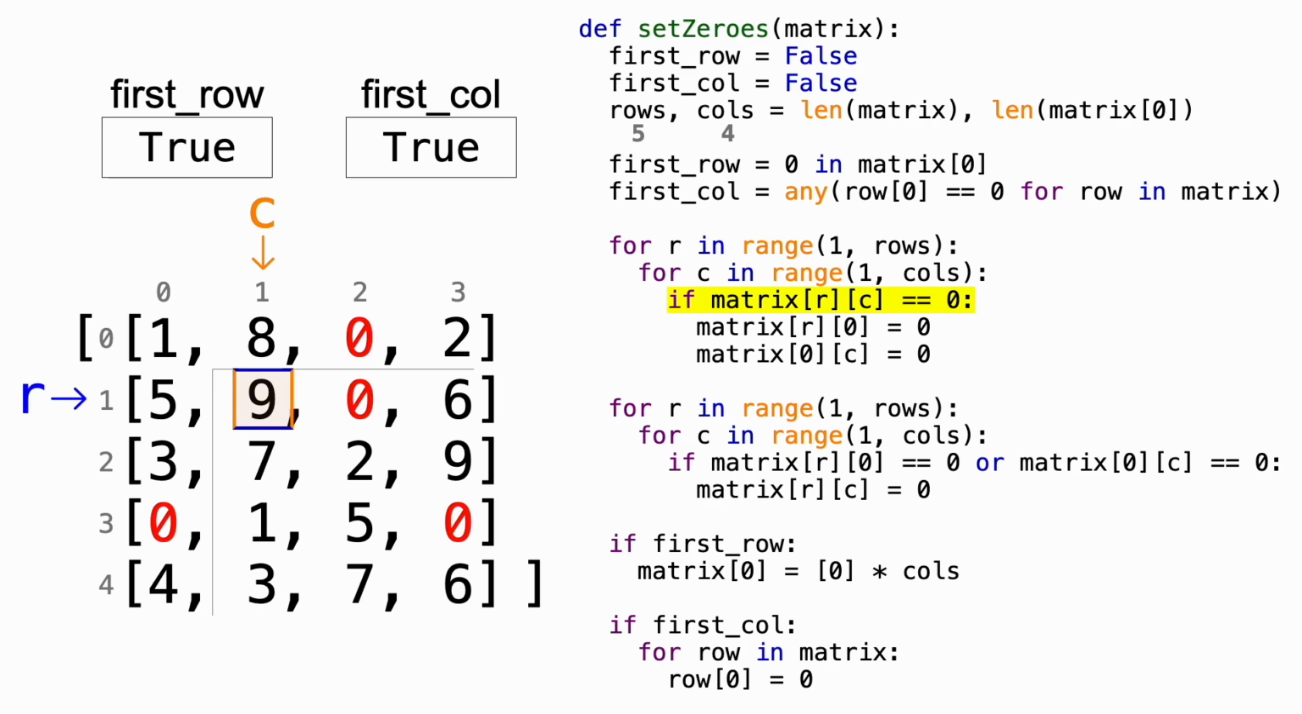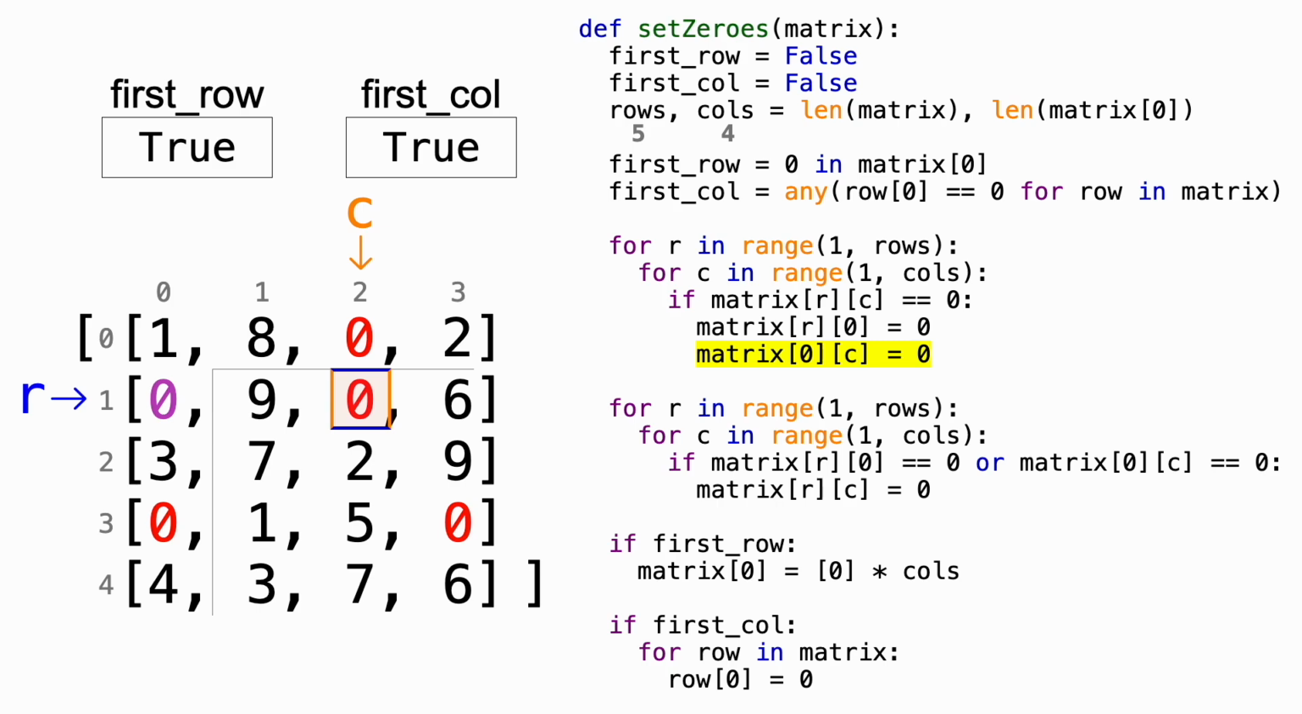But since the current element, 9, is not a 0, we'll just move on to the next element at column 2. Now this element is a 0, so let's set our indicators. First let's set the row indicator, which is going to be the element at index 0 of row r. In other words, we'll set the first element of this row to be 0, to indicate that this row must be zeroed out.